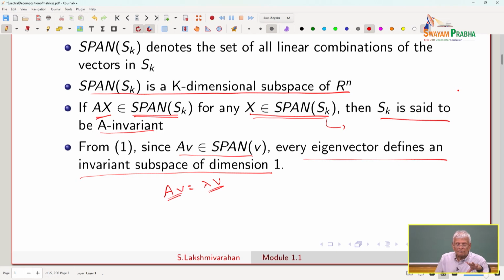So, there are a couple of concepts already involved in here: square matrix, eigenvalue, eigenvectors. Eigenvectors can be real or complex, the definition of an eigenvector, the notion of an invariant subspace.